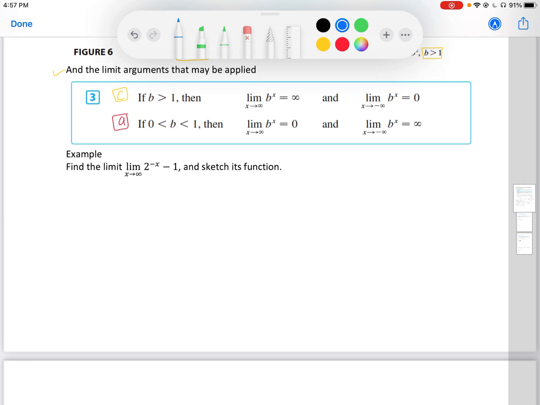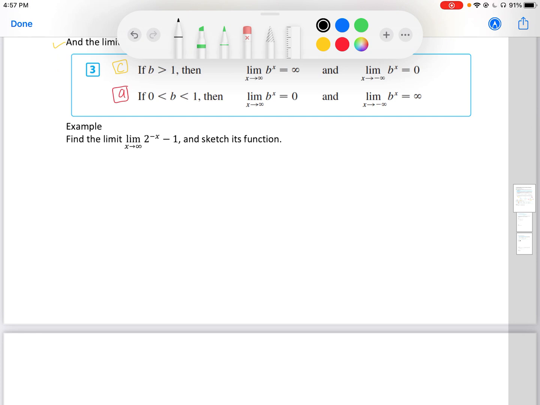So a quick example: find the limit as x approaches infinity of 2 raised to the negative x power, minus 1, and sketch its function. To begin, let me rewrite this because we have a negative exponent. That would be 2 raised to negative 1 times x. To make that negative exponent positive, we write it as 1 over 2 to the x. So it's the same as 1 over 2 raised to the x power, minus 1.